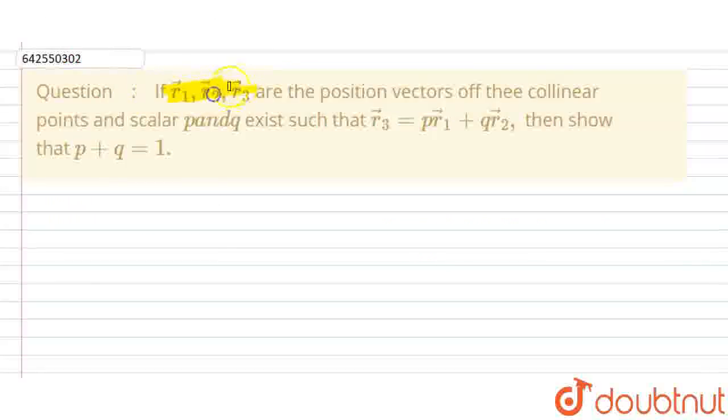One question is, if r1 vector, r2 vector, r3 vector are the position vectors of three collinear points and scalar p and q exist such that r3 vector is equal to p r1 vector plus q r2 vector, then show that p plus q equal to 1. In this question, r1 vector, r2 vector, r3 vector are three vectors which are collinear, and p and q are scalar quantities.